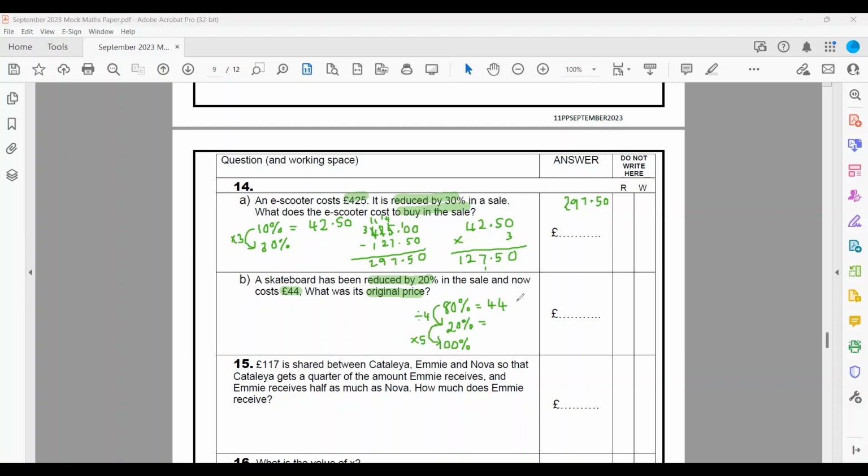Now, 44 divided by 4 will give us 11. And then 11 times 5 will give us 55. So the original price was £55, and 10% of £55 would be £5.50. And so 20% would be equal to £11. And if we take £11 away from 55, we would get back to our sale price of 44. So it's possible to check your answers as well once you have done them.